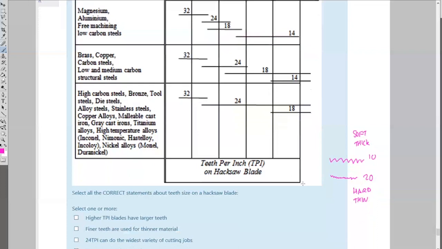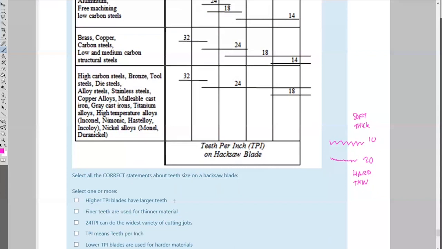Right. Which of these statements about hacksaw blades is true? Higher TPI blades have larger teeth. Yes, that is wrong. That is not true. A higher number of teeth per inch means they're smaller teeth. That ain't it. Finer teeth are used for thinner material. Yes, that's true.